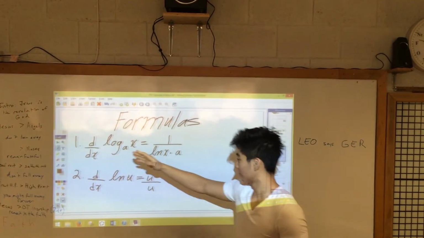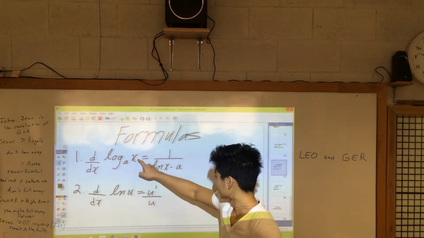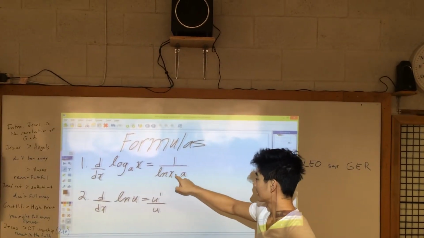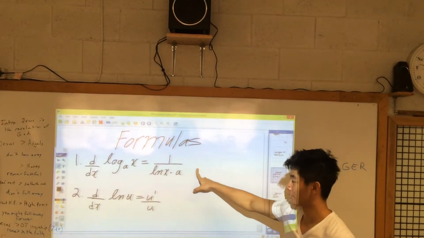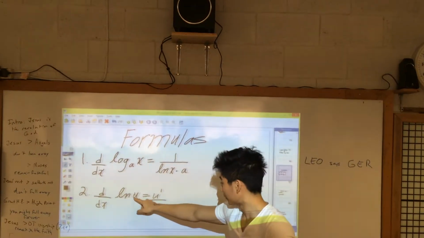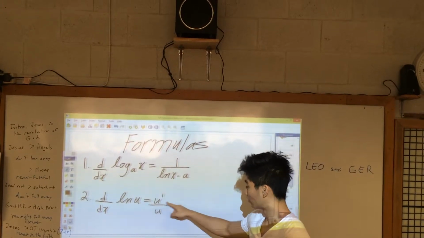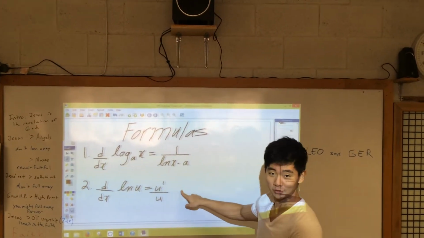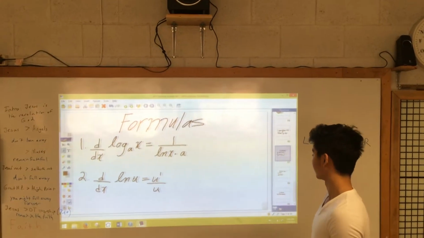Okay, the derivatives of logs. A log with the base a of x equals 1 over (ln a times x). This does not really show up too much on the AP exam. But for the next one, the derivative of natural log functions, it equals the derivative of the function, u prime, over the function, u. Pay attention to this because this will appear numerous times on the actual exam as well.